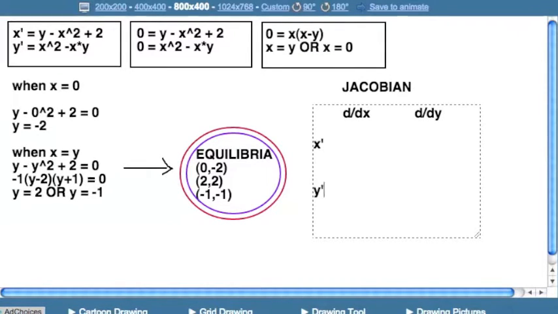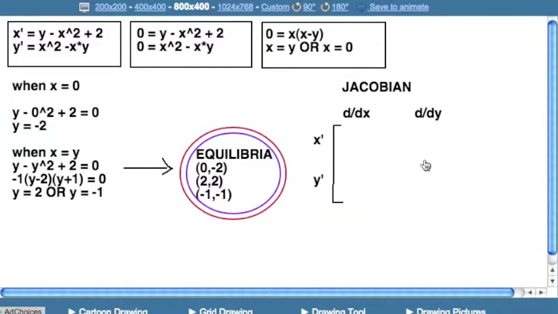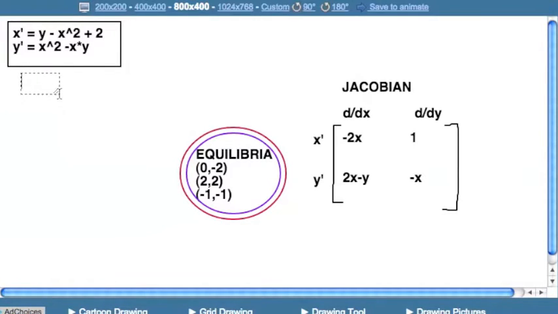As we know, the columns are the derivative with respect to x and the derivative with respect to y, and the rows are the values from the differential equations. So that gets us negative 2x, 1, 2x minus y, and negative x. Now what we will do at this point is plug the equilibria values into the Jacobian matrix in order to find the individual matrices and solve for the trace and determinant of each of those.